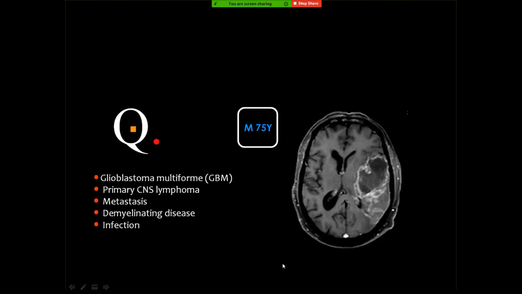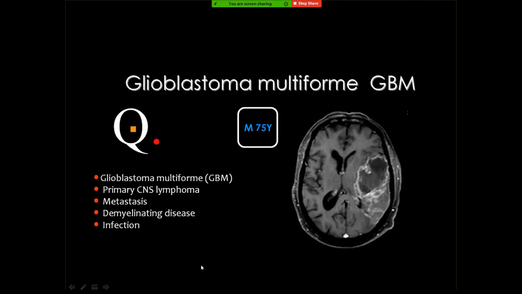Glioblastoma multiforme. It's irregular growth, because of the enhancement and the mass effect.